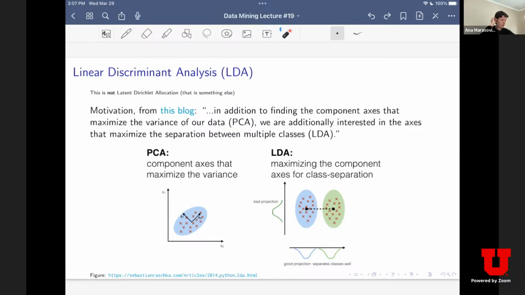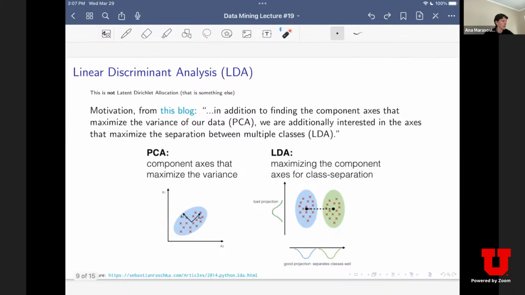Okay, so just to recap, with LDA, we are doing basically what we wanted to do with PCA, where we are finding the directions where our data has lots of variance, but we are also interested in separating instances that are coming from different classes.